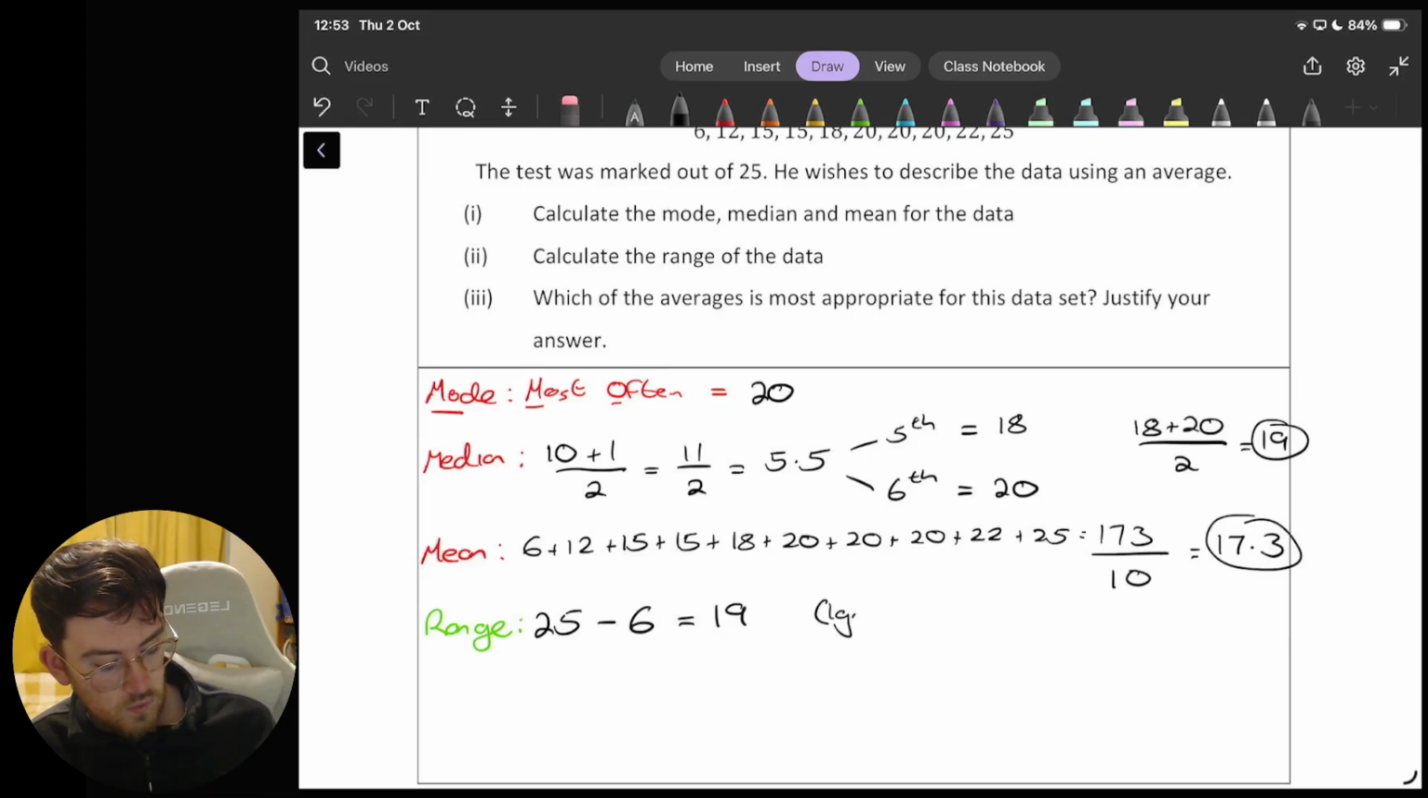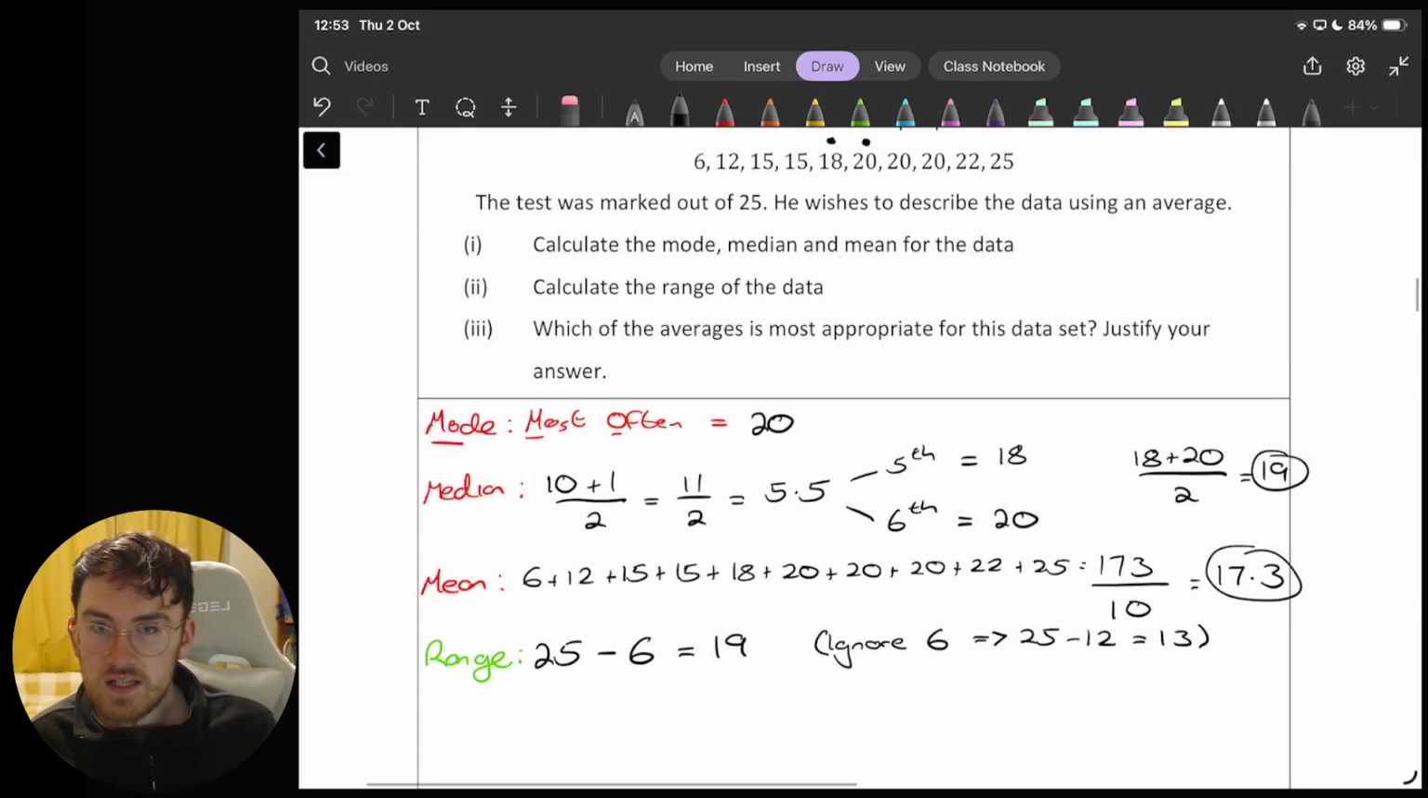If we ignore the outlier of 6, then my range would be 25 minus 12, which is 13. Only a small bit smaller of a range, but still a significant enough margin. Okay, it's nearly a third smaller than it was. So you've kind of lost 6 there in your actual range value. So bear that in mind.